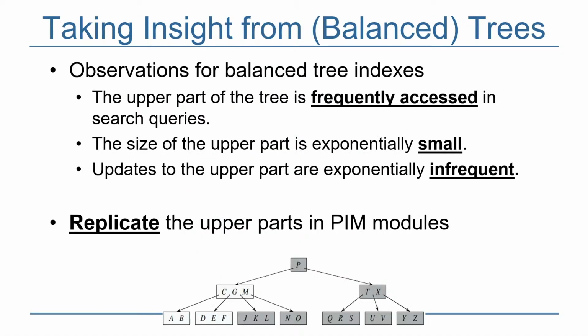So what's the insight? The insight is that trees are quite special. The upper part of the tree is frequently accessed, but the size of the upper part is exponentially small. And updates to them are exponentially infrequent when you are doing search trees. So we can choose to replicate the upper part. The replication strategy is more complicated, but the basic idea is to do replication.